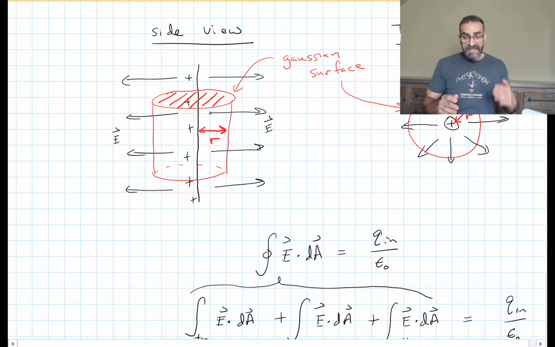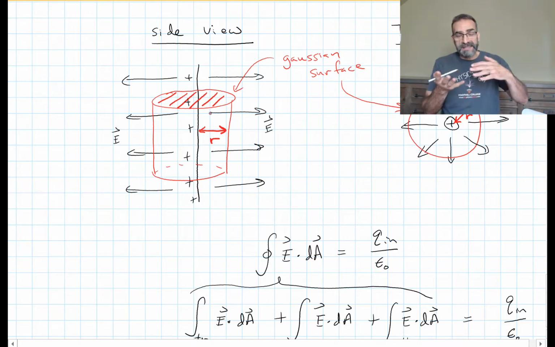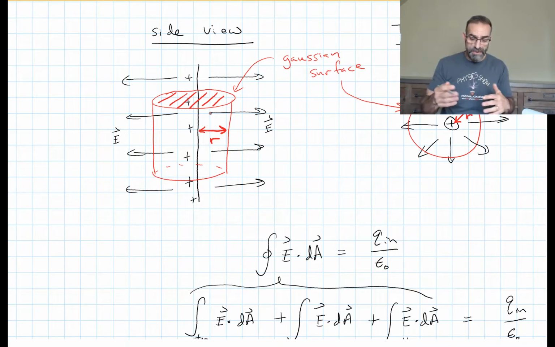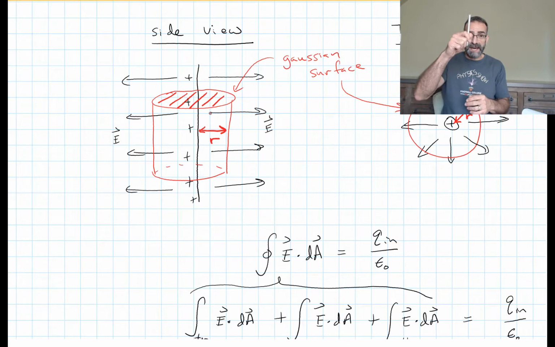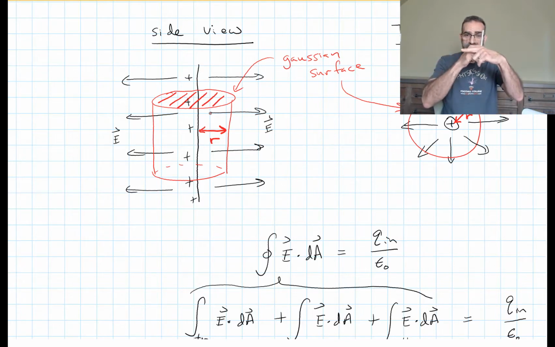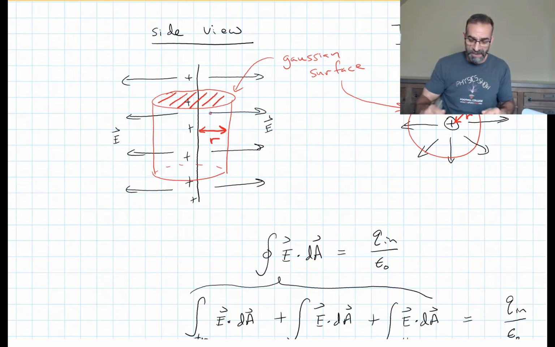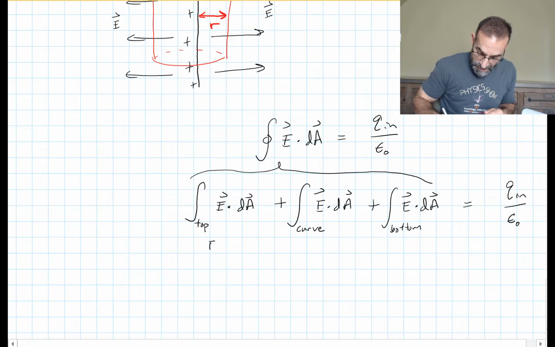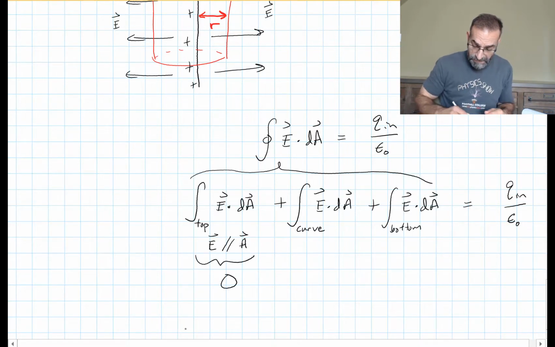Well, you can see the electric field lines never penetrate that surface. They are parallel to the surface, or you could say the area vector would be pointing up and my electric field would be pointing horizontally, so there's a cosine of 90 degrees there between those two vectors. E is perpendicular to A, so this is 0.